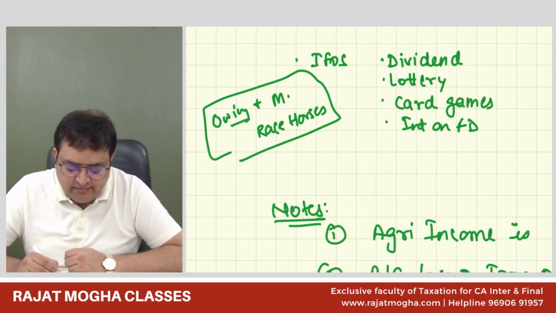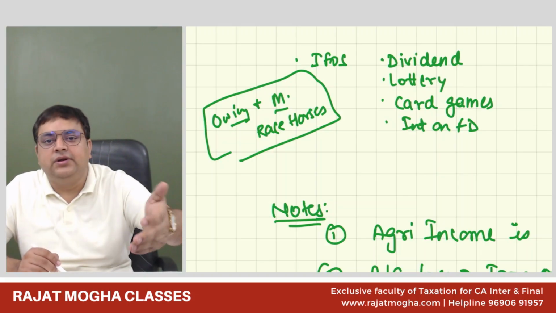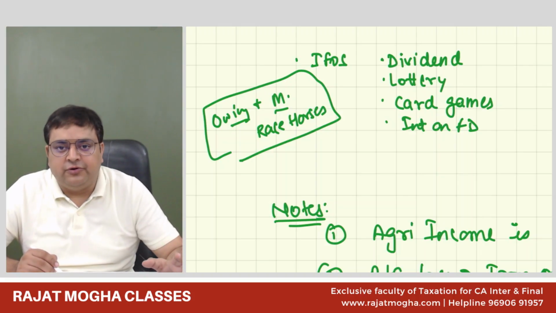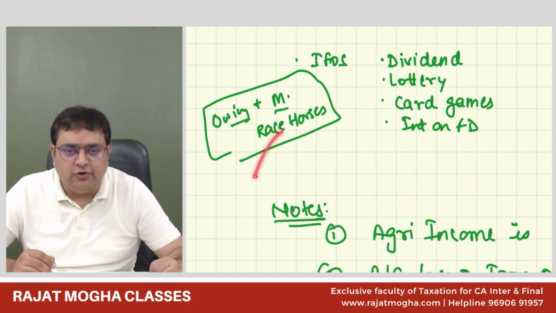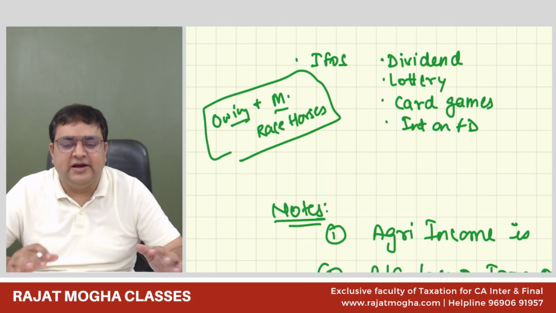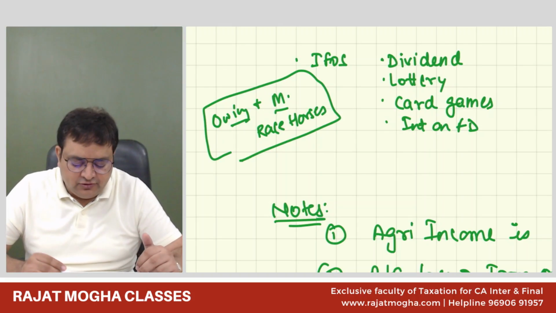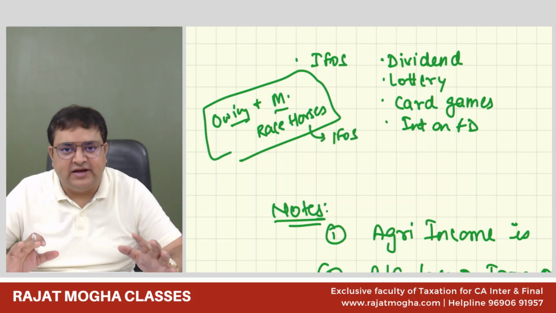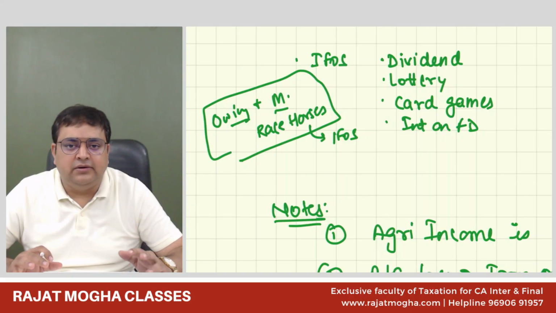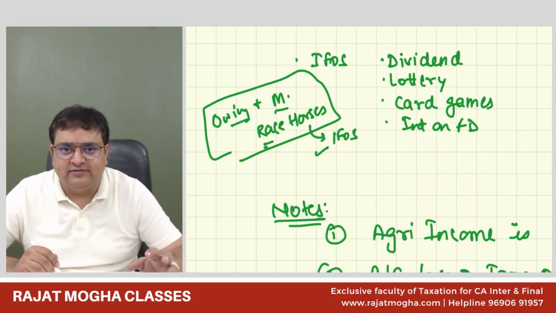Owning and maintaining means that you have your own horses, or you have your own ground, and it is your horses, and you are doing that activity. It is not winning from horse race. Winning from horse race is casual income, but this is owning and maintaining. You are into this business activity. Although it is a business activity, law says that we will keep it in IFOS. It is not casual. So it is a normal business activity, and any expense from these activities can be allowed in IFOS.